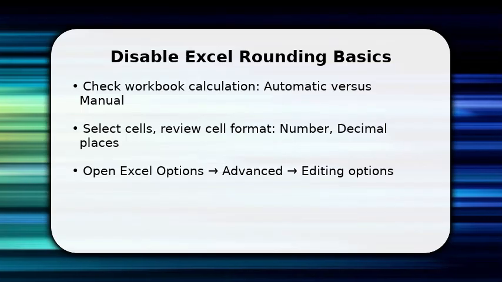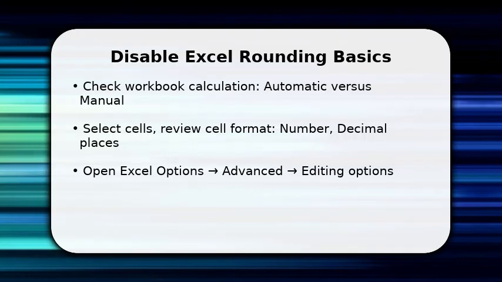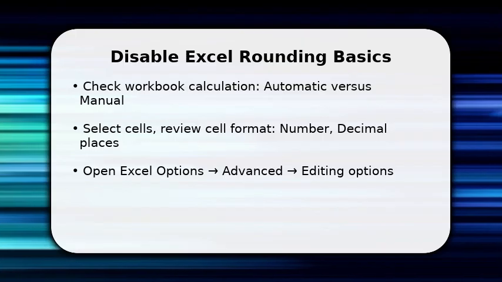You'll start by confirming calculation mode and removing formatting that hides decimals. First, make sure calculation is automatic so formulas update as you change settings. Next, select the cells that appear rounded and open format cells to set number and increase decimal places.